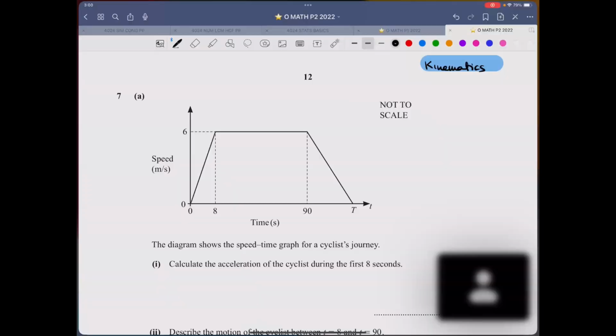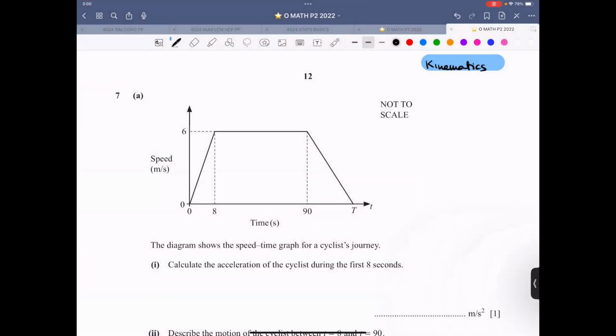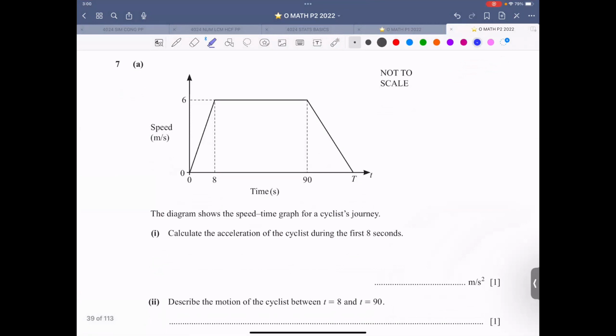The diagram shows the speed-time graph for a cyclist's journey. Yes, it's a question of kinematics. Calculate the acceleration of the cyclist during the first 8 seconds. That is about this portion. So the change in y is 6, the change in x is 8. Therefore, this is 6 over 8 or 3 over 4 or 0.75. So let me write 0.75 meters per second squared.